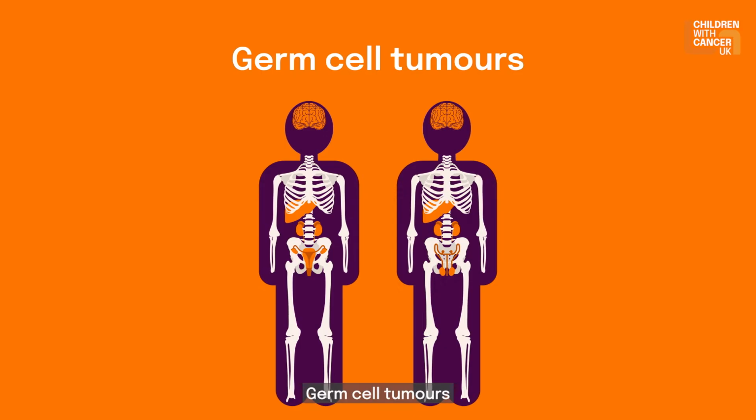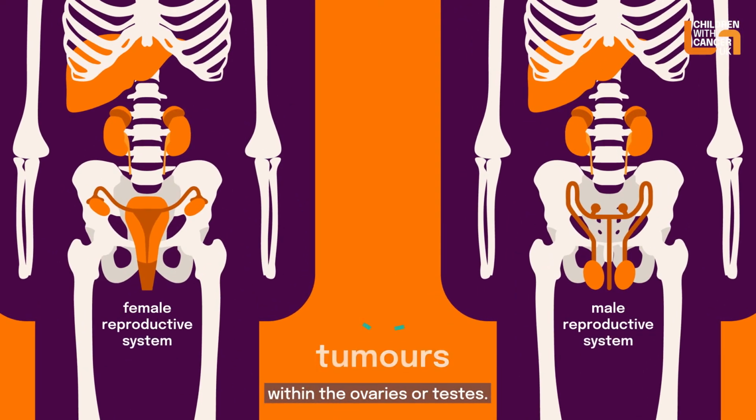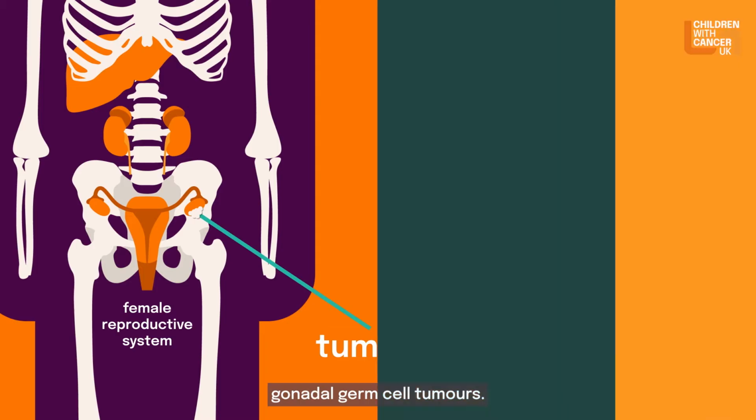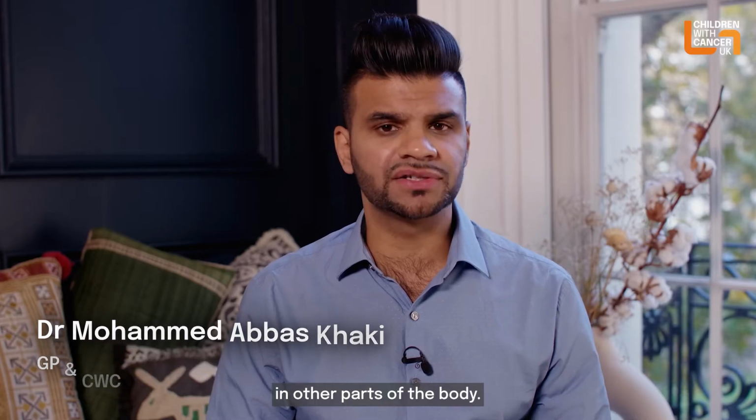Germ cell tumours, GCT, are a diverse group of tumours that usually develop within the ovaries or testes. These are called gonadal germ cell tumours. However, germ cell tumours can also occur in other parts of the body.